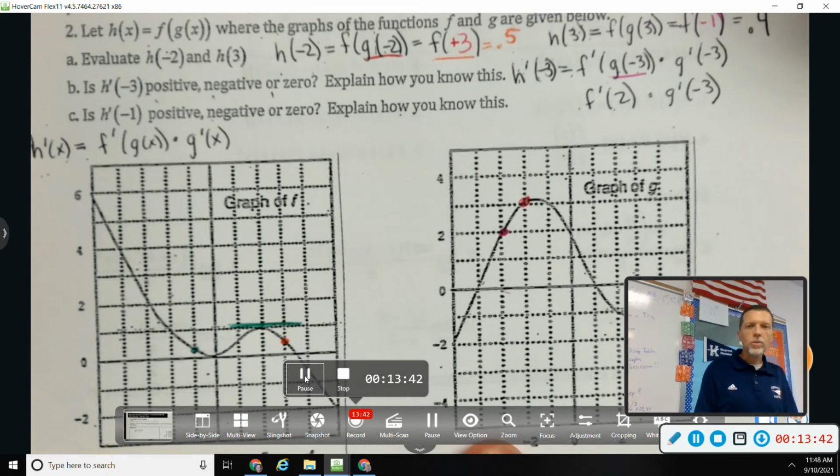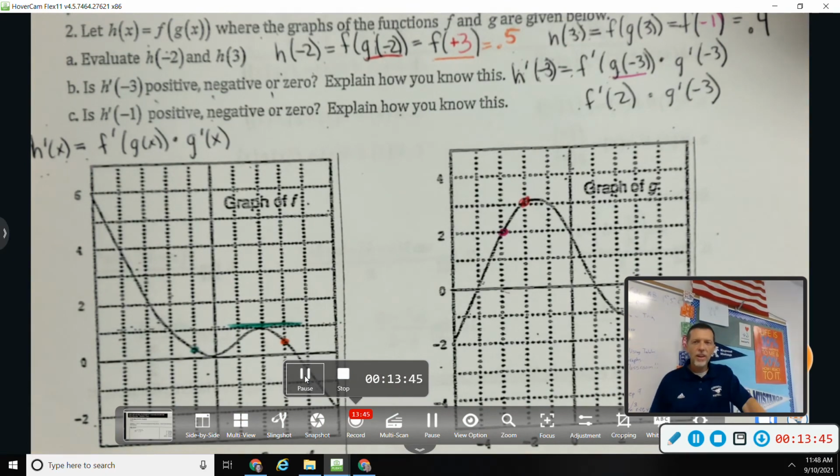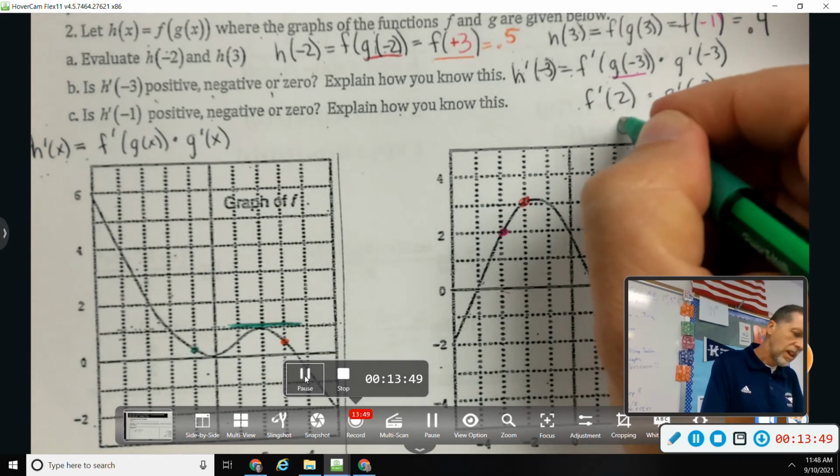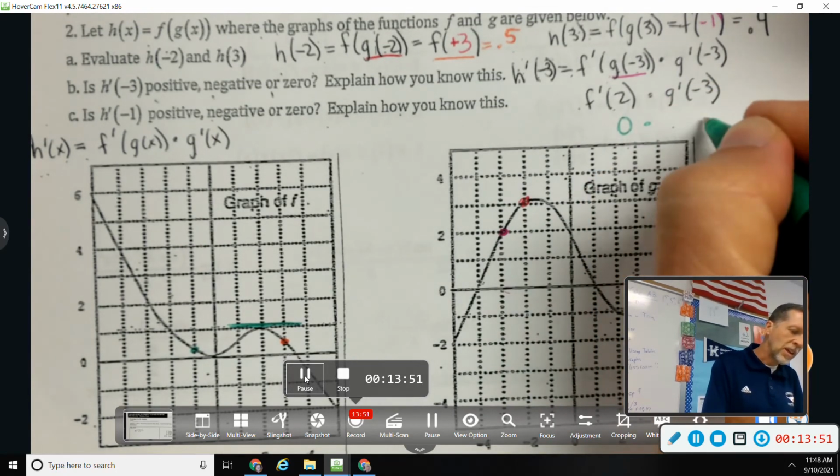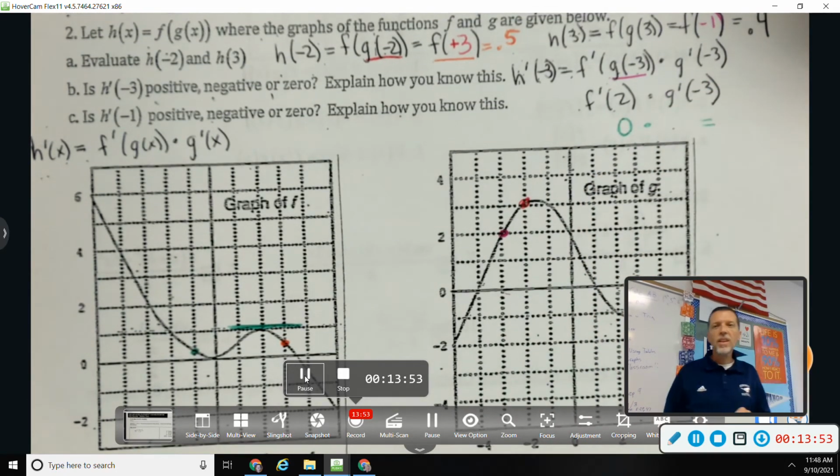What's the slope of f at 2? 0. That saved me a little time then, because no matter what you multiply it by, it's going to be 0. Exactly. I was trying to figure out how to ask that question where the answer is, it doesn't matter.